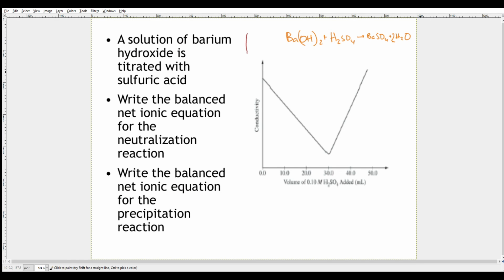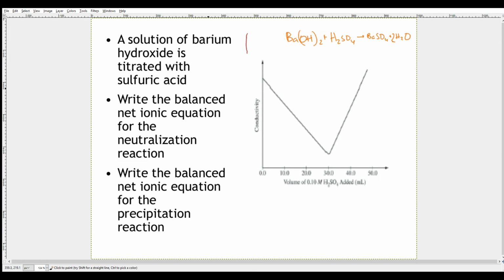Okay, well, that's okay. We have a solution of barium hydroxide that's being titrated with sulfuric acid. So I wrote out the molecular equation. It's not net ionic yet. Now we're asked to write the balanced net ionic equation for the neutralization and the precipitation reaction. We're just going to write one equation that works for both.